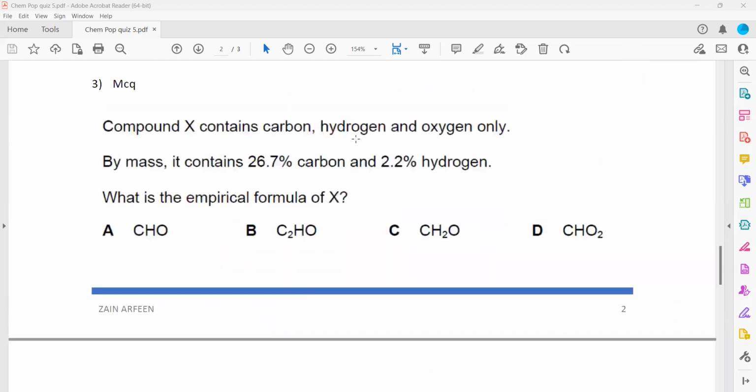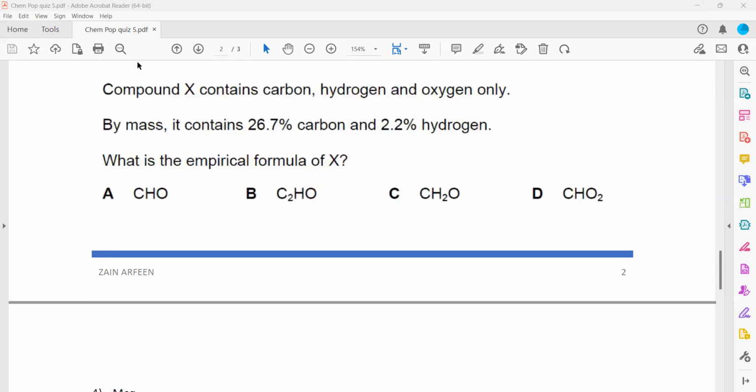Compound X contains carbon, hydrogen, and oxygen only, and by mass it contains 26.7% carbon, 2.2% hydrogen. What is the empirical formula? So how to work out the empirical formula? The compound has carbon, hydrogen, and oxygen. So carbon is 26.7, hydrogen is 2.2. So how much is oxygen? We subtract, because the total sum of the percentages of all the elements present should be 100. So the total should be 100.